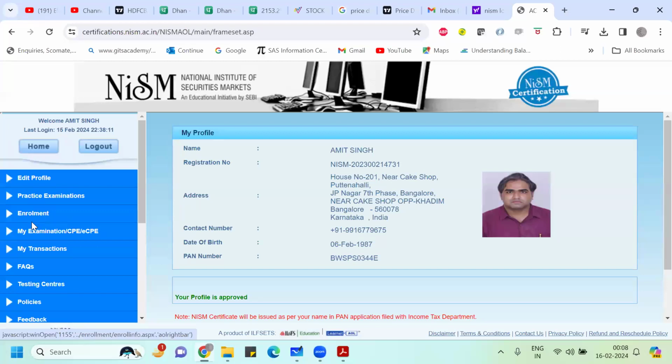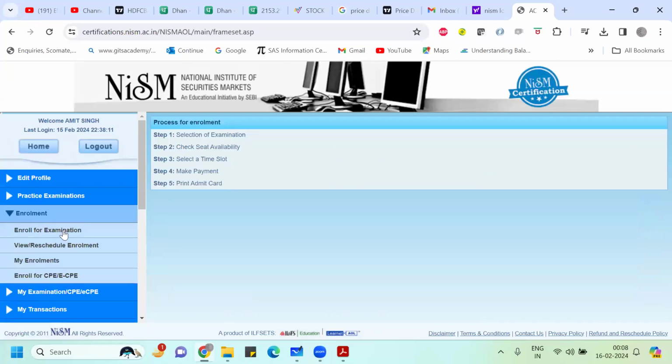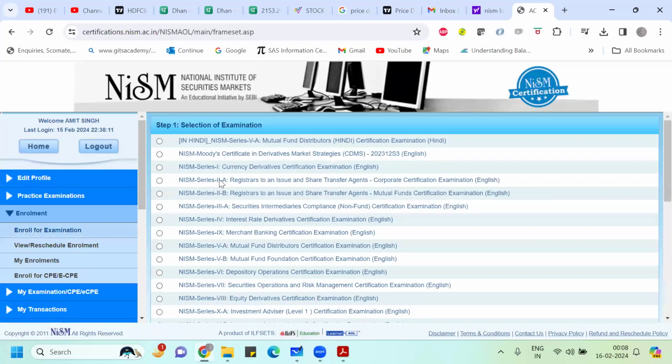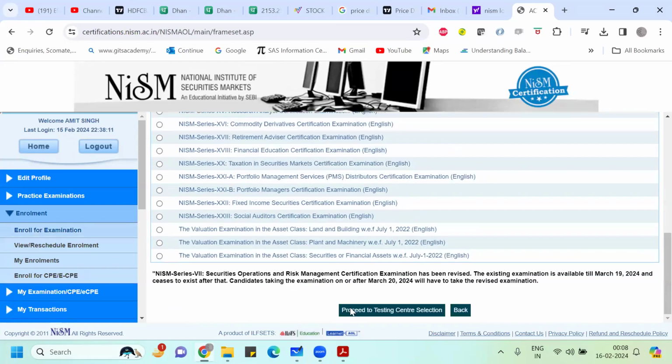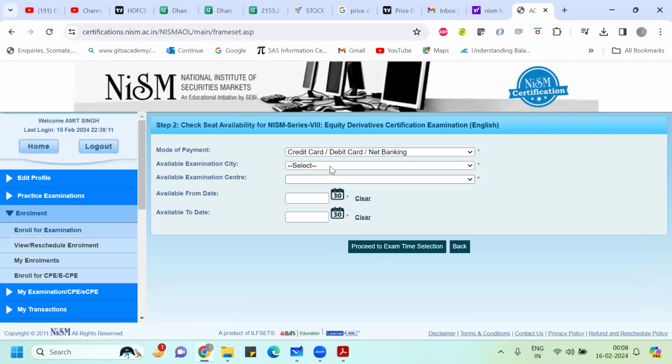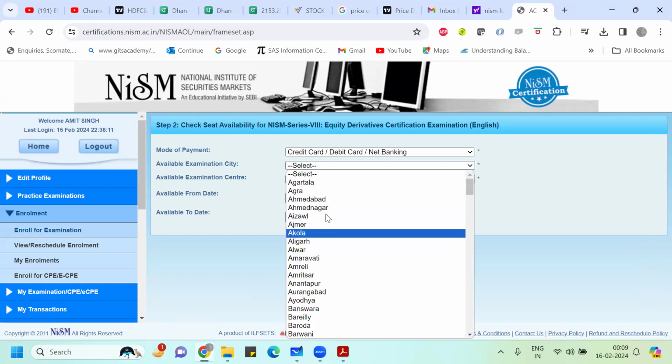for exam enrollment, you need to go to enrollment and then you have to enroll for the exam. And then you have to search for that Series 8 exam. Where is the Series 8? Equity derivative certification. And then when you go ahead, gradually, step by step, you need to select the mode, then the available exam center.